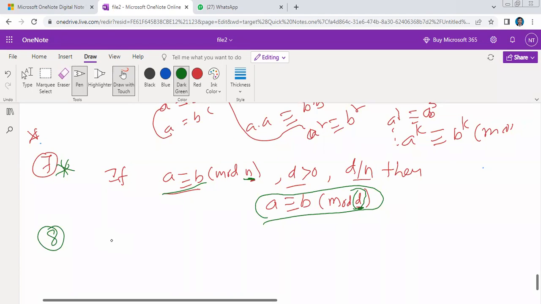Right. Finally, if Ax congruent to By modulo n.